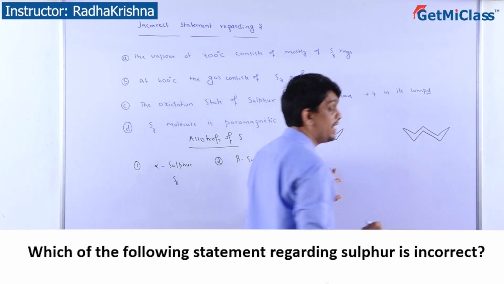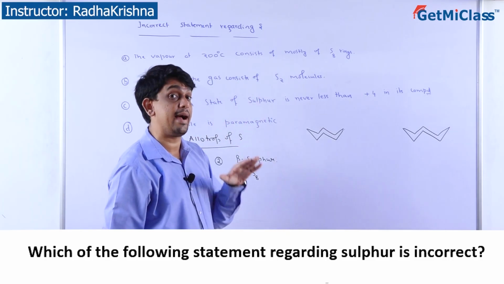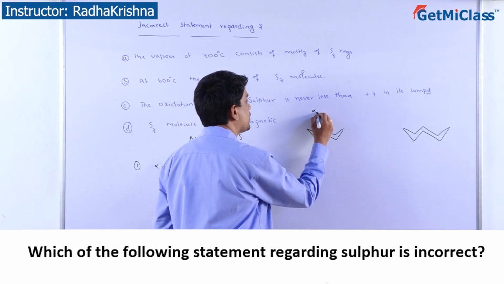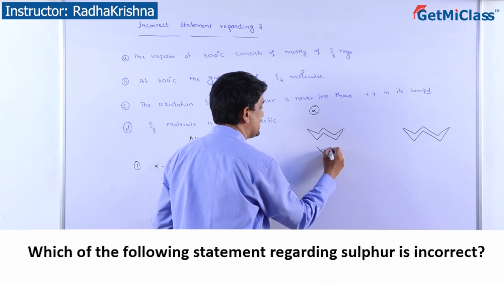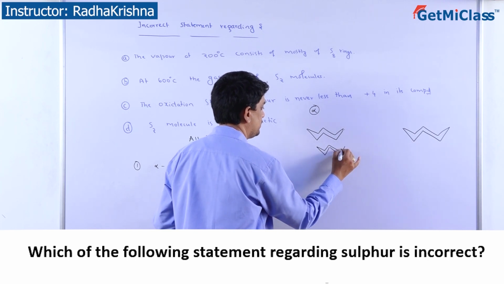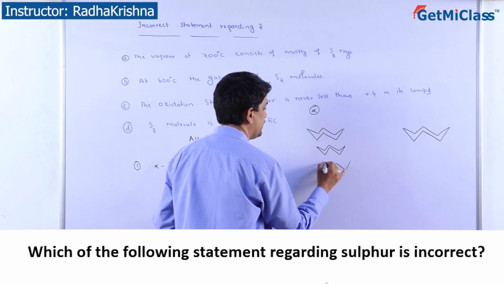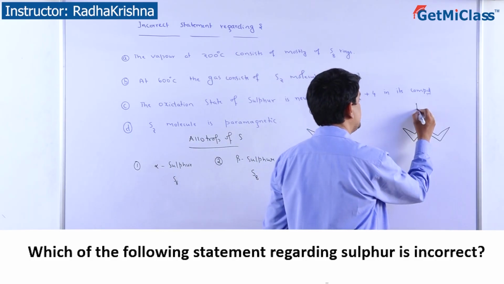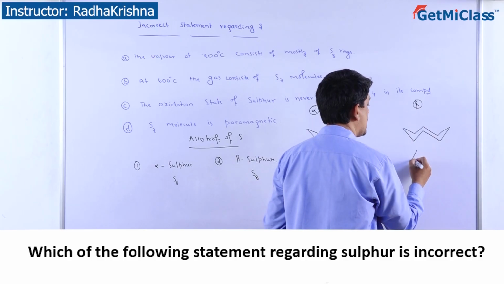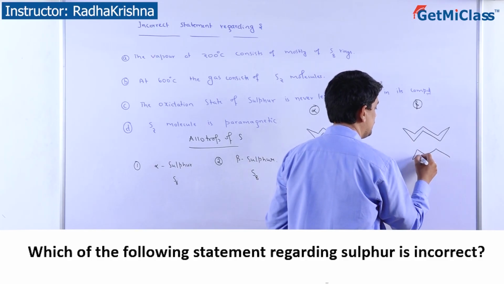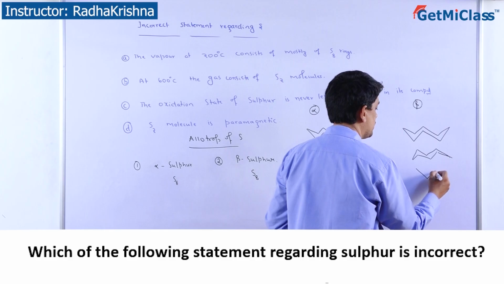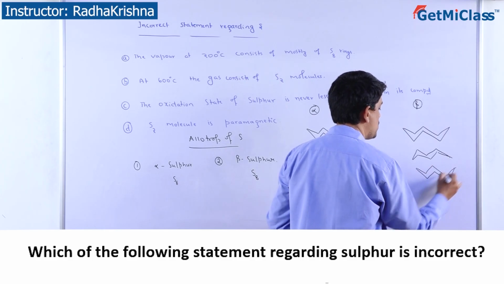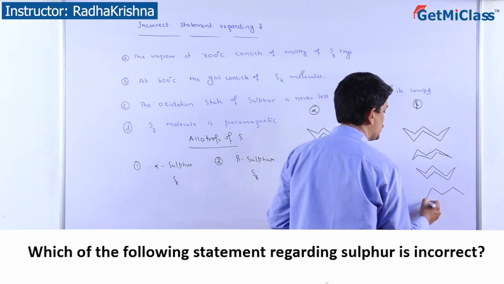So how are they different? They are different in their packing. If you talk about alpha sulfur, the packing will be like this. You have a crown, you have a crown, you have a crown, and so on. When you look at the beta sulfur, you have a crown upside down, you have a crown, then you have a crown upside down, and so on.